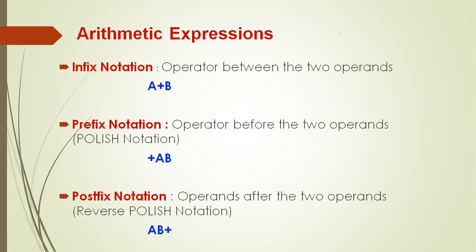For example, a plus b. Here the operator is plus. So the plus operator is written between the two operands. Such a notation, we call infix notation. In the prefix notation, first you have to give the operator, then you have to specify the two operands. The same a plus b, in the prefix notation, I can write as plus a b. First the operator is plus, then the two operands are a and b.